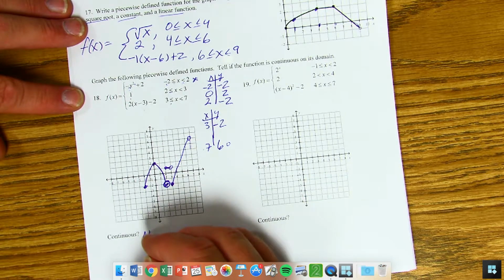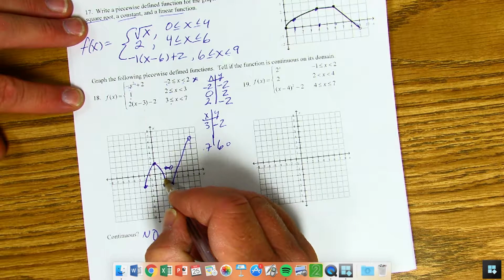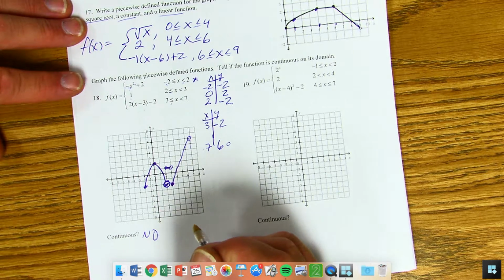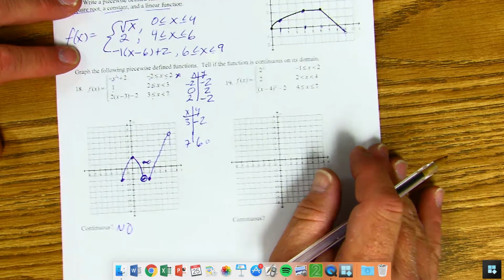Is it continuous? No, because I have to pick my pencil up and move it. So nope, not continuous. Okay, look at 19.